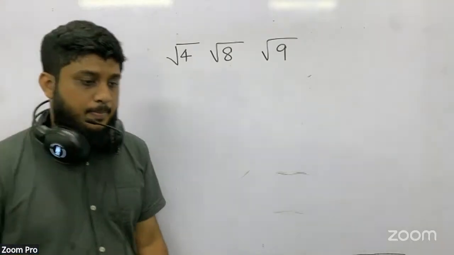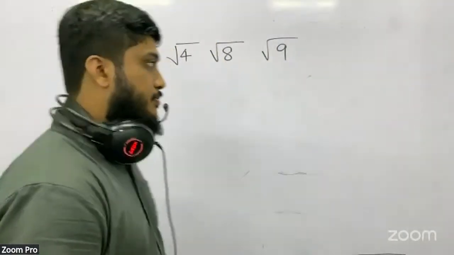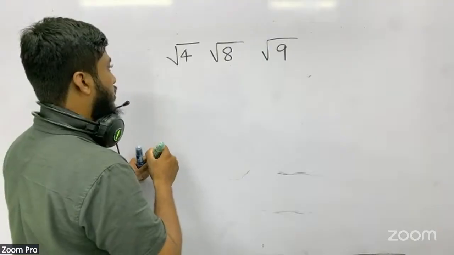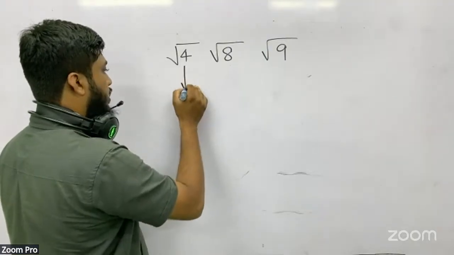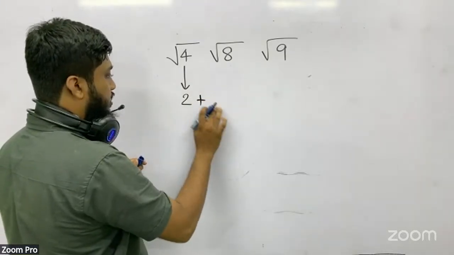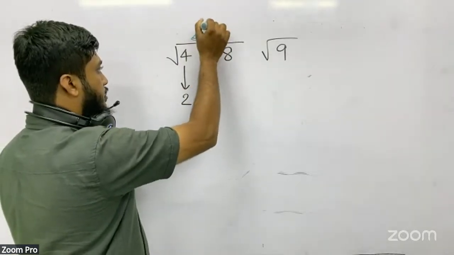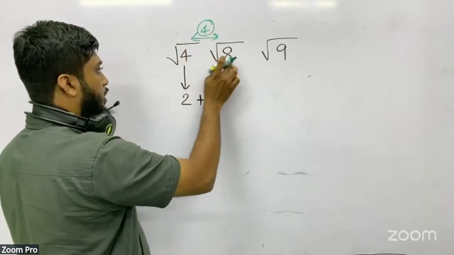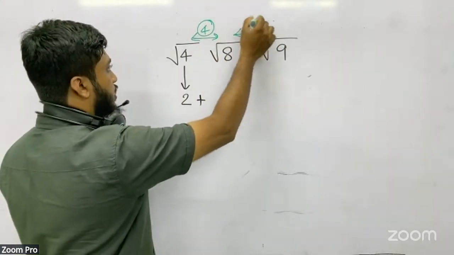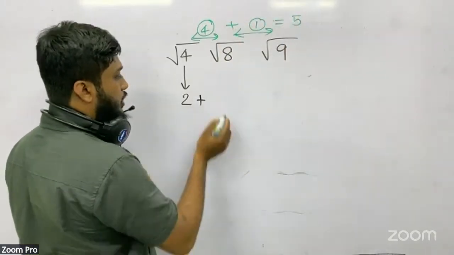Okay, nice. Then after that, what should I do? I have to get this value. It means I have to see how much is square root 4. How much is square root 4? 2. And I should write some plus, some fraction. And a fraction I have to see now. From 4 to 8, what is the gap? 4. From 8 to 9, what is the gap? 1. 4 plus 1, here we get 5. So what should you write as the fraction here?